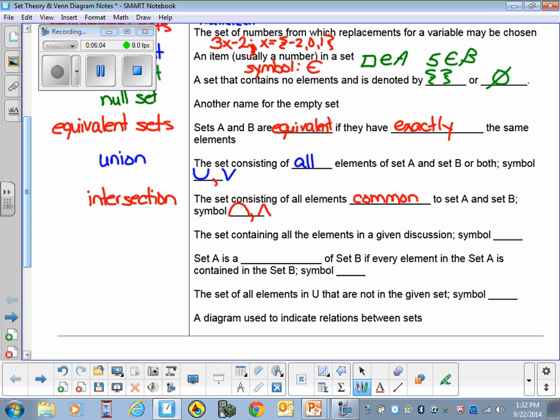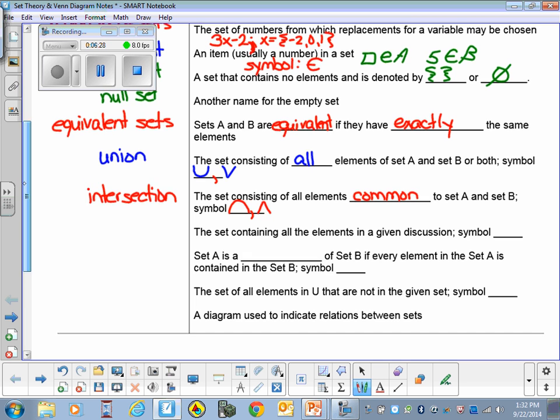For equivalent sets, do the numbers have to be in the same order? For two sets to be equivalent, should the elements be in the same order? No, they do not have to be. We'll see that in a couple example problems.